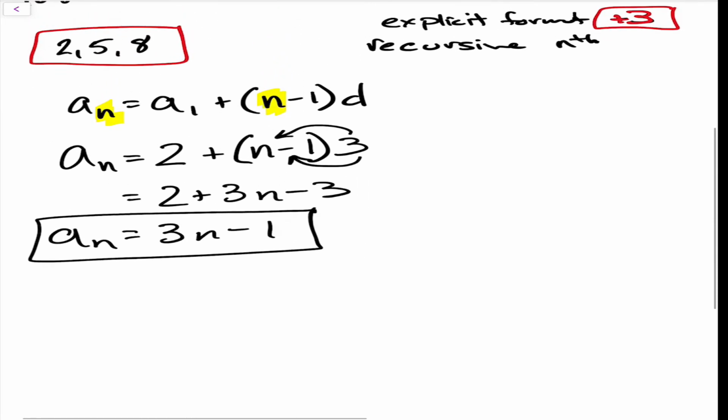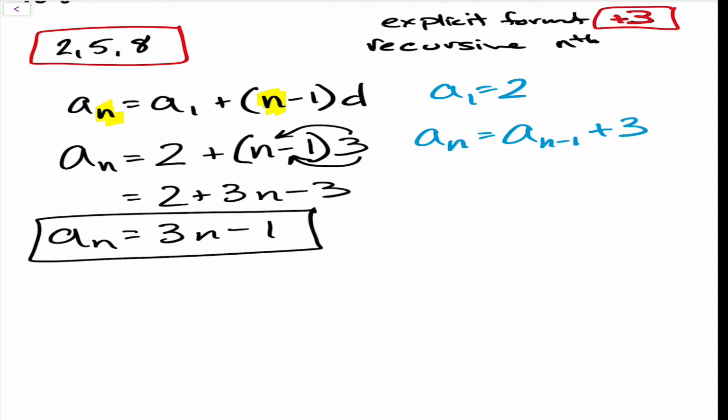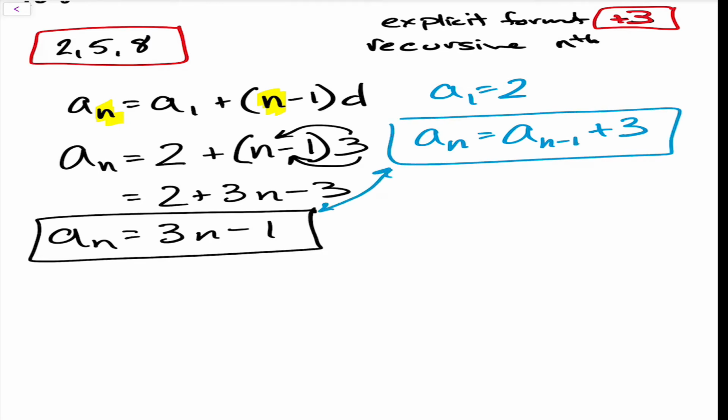So now it's also asking me to find a recursive formula. For the recursive formula, this is a little bit different. I'll go ahead and do this one in blue. So I would express my first term, right? And then it would be a sub n equals a sub n minus 1, plus the difference 3. Now these two equations are actually very much related to each other.